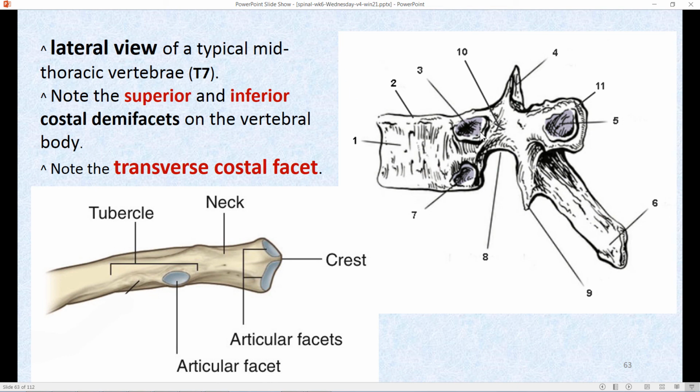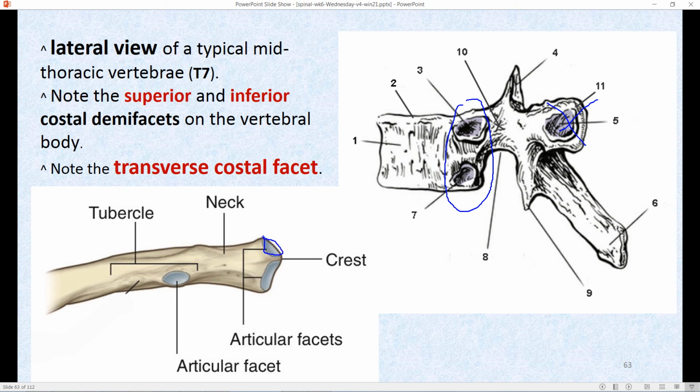So remember this setup here. This is the superior costal demifacet, number 3. Number 7 is the inferior costal demifacet. Number 5 is the transverse costal facet. But the corporal costal articulations are these guys right here, because corporal means body. So this has nothing to do with a costocorporeal articulation. Who meets and kind of bonds with these demifacets? Well, it's the superior and inferior facets on the rib head that do that.